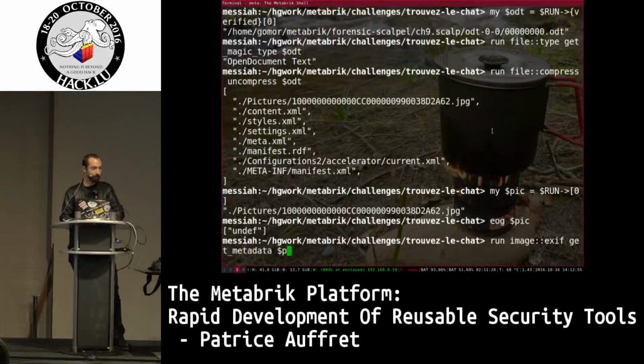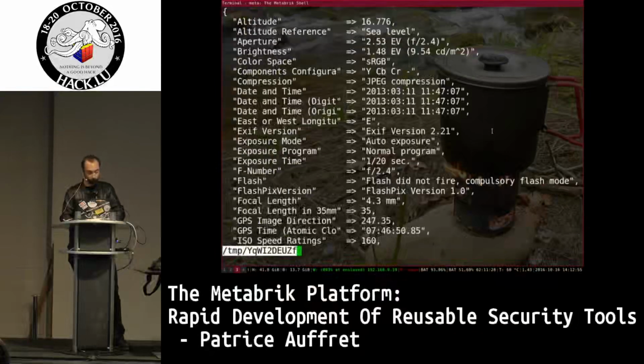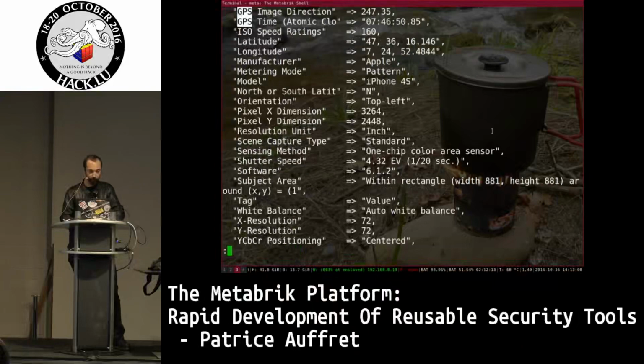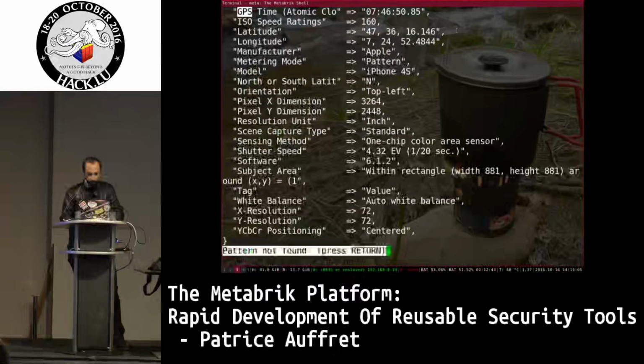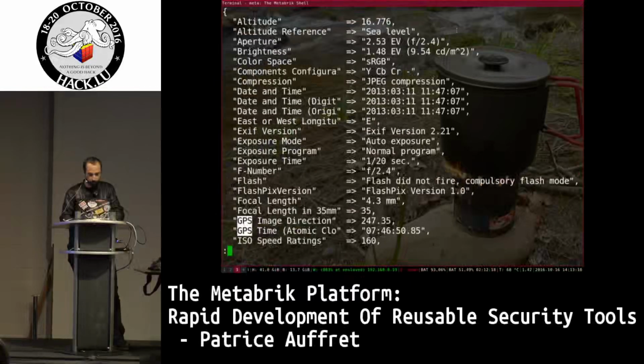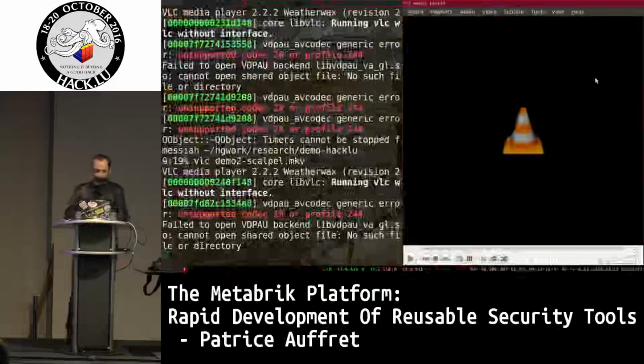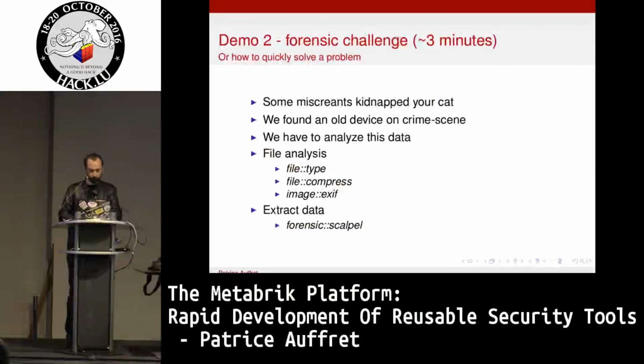It's a JPEG file, so you want to extract the metadata. So you call get metadata on it, and you have some GPS coordinates. So I'm just here. So you have found your cat. So it was easy. Okay.